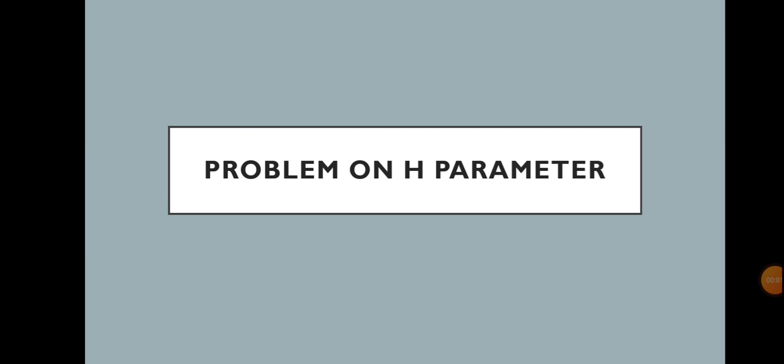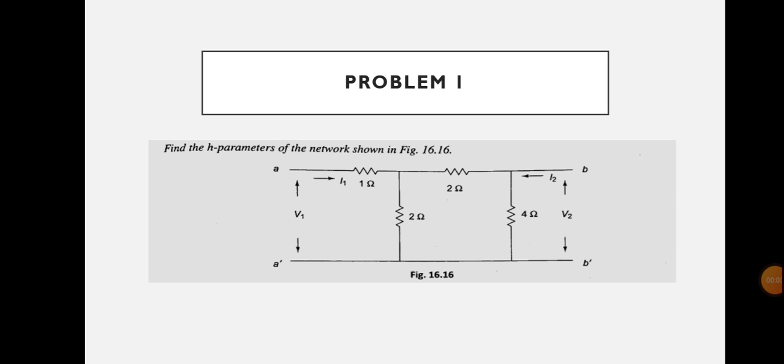Students, let us do a problem on h parameter. Question is, find the h parameter of the network shown in figure. So here a two-port network is shown. V1 and V2 are marked. Ports are A dash, B dash. Different resistors are connected. You want to find out the h parameter.